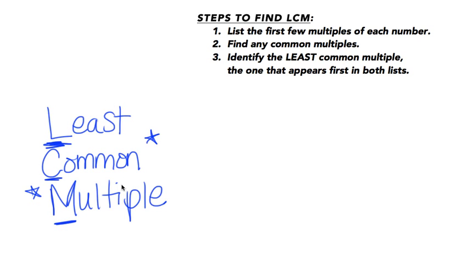So, least common multiple is where you have two or more numbers and you're looking for a multiple of theirs that they have in common and that appears first in both of their lists. So a multiple is the result of multiplying a number by another whole number. So for example, the multiples of 3 are 3, 6, 9, 12, 15, and so on.